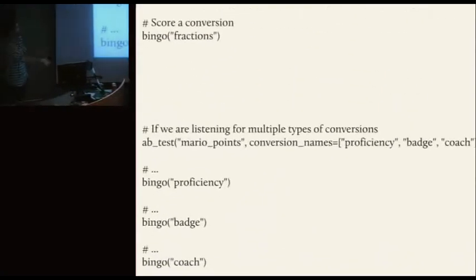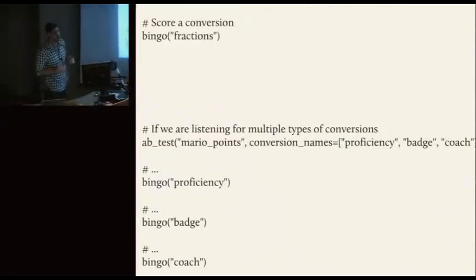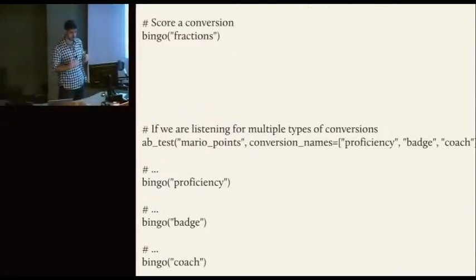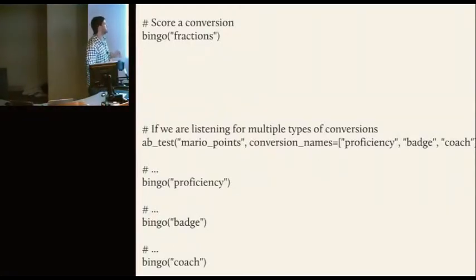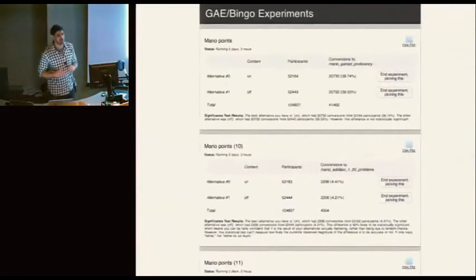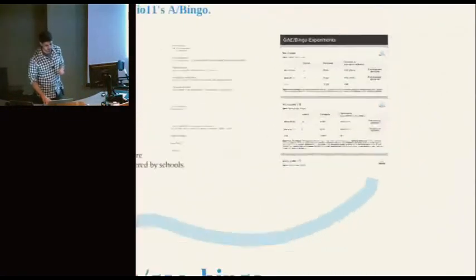Then, for those of you who have run A/B tests, on the other side of things you have to be able to mark a conversion. You have to be able to say, when did something good happen as a result of this experiment? And staying true to our A Bingo roots, it's one line of code. If somebody becomes proficient, you call Bingo proficiency. If somebody gets a badge, you call Bingo that. Then you'll be able to see on our dashboard what's statistically significant, which changes we're making have the largest impact. And that's been a big thing for us.